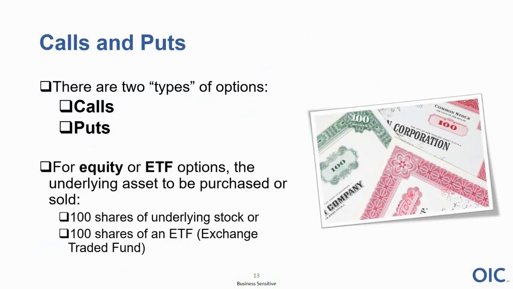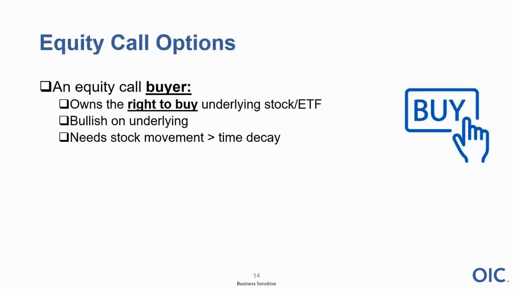I had mentioned earlier that typically we had talked about buyers have rights and sellers have obligations to buy or sell a specific security. With equity options or ETFs as well, ETFs are exchange-traded funds, that underlying asset is typically going to be 100 shares of stock. So if I am buying a call, for example, remember buyers have rights. If I am buying a call, I have the right to buy that stock, to buy 100 shares of stock, XYZ, let's say, at a specific price within a specific period of time.